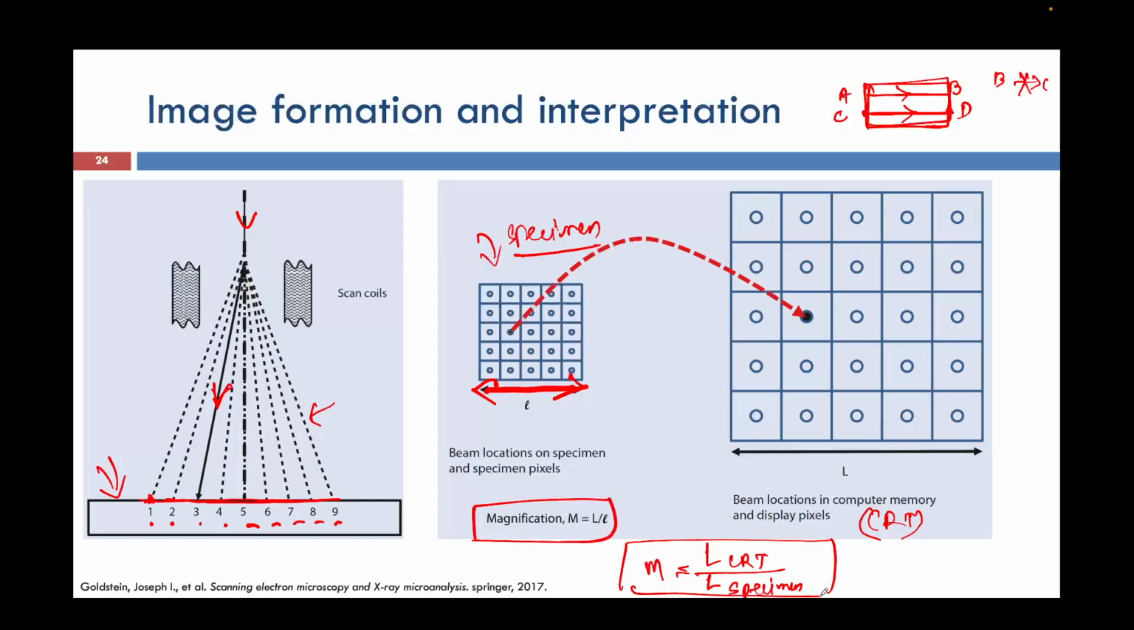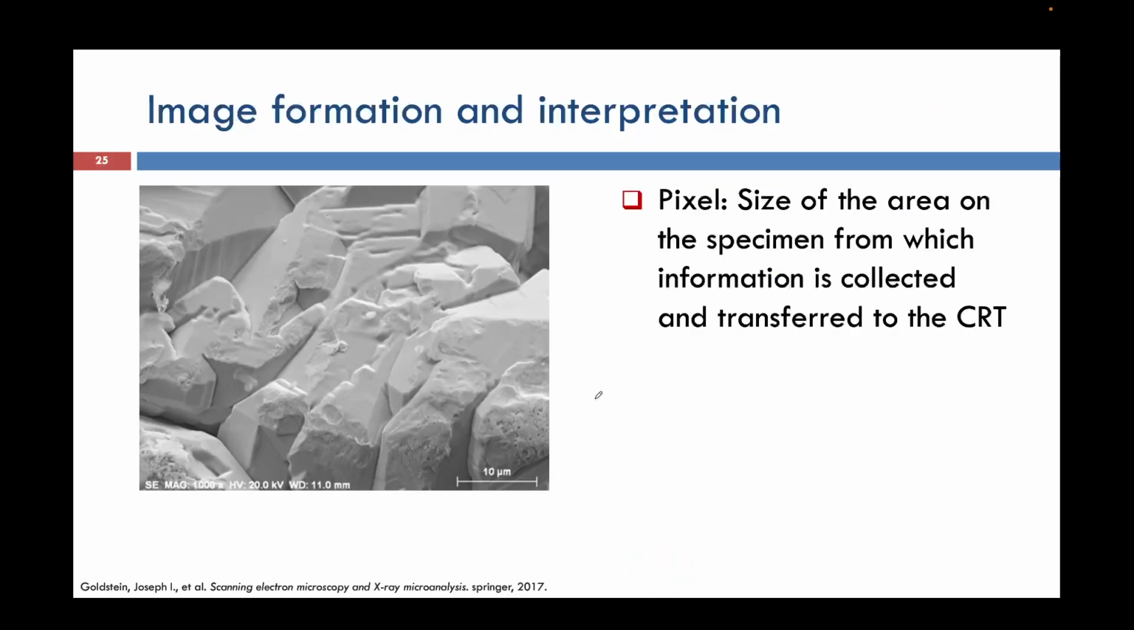Okay, so this is the magnification of a microscope that we are getting. The length of the scan on the cathode ray tube, divided by the length of the scan on the specimen, that is how we are checking our magnifications. Okay, here this is a typical SEM image on the left side.